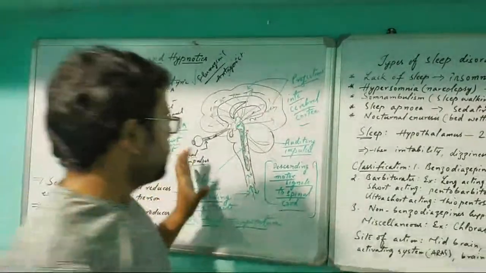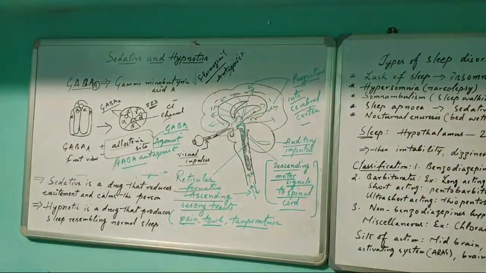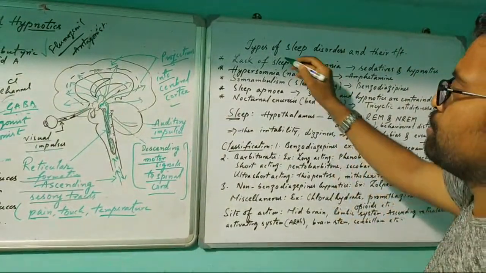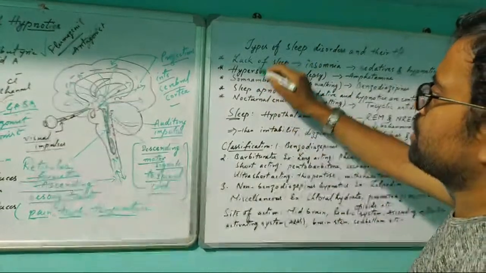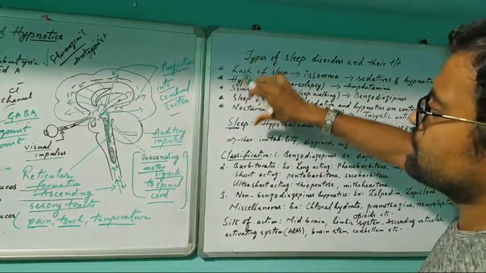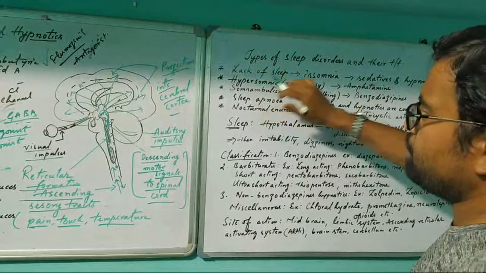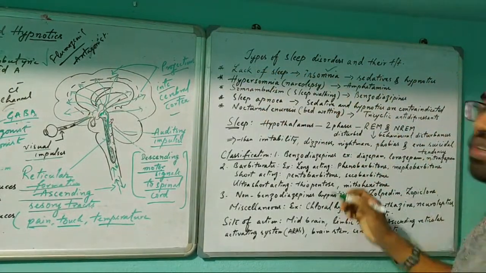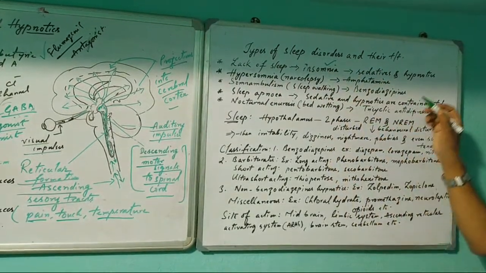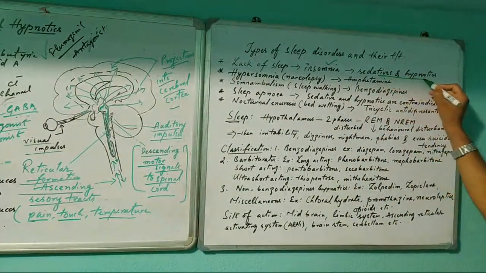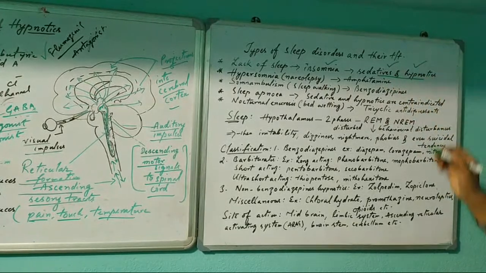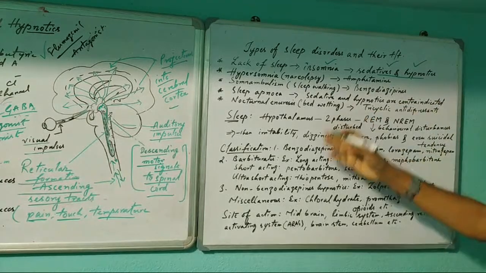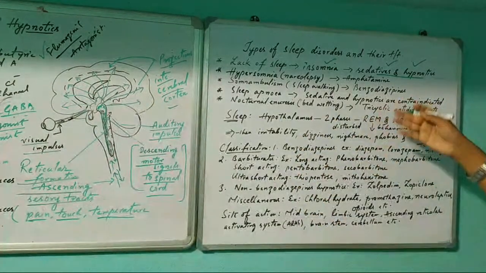Now here, types of sleep disorders and their treatment. There are many types of sleep disorders. Among those, I kept some here. Lack of sleep is nothing but insomnia. If you are not getting sleep, that is called insomnia. For this purpose, we give the drugs sedatives and hypnotics. Sedatives and hypnotics are benzodiazepine derivatives. I have given them here, so later I am coming there.